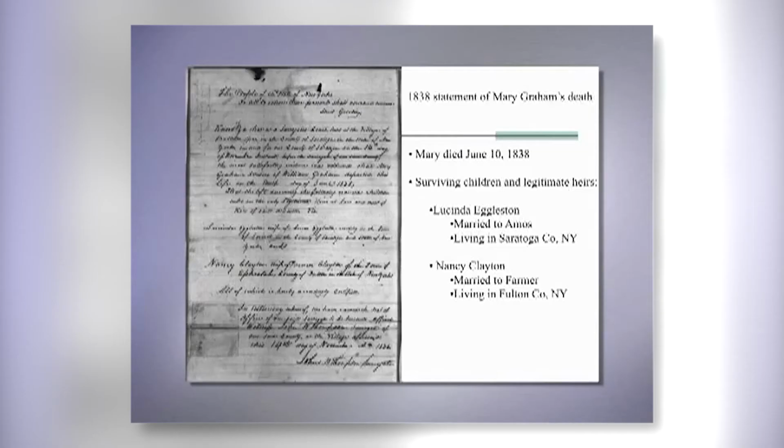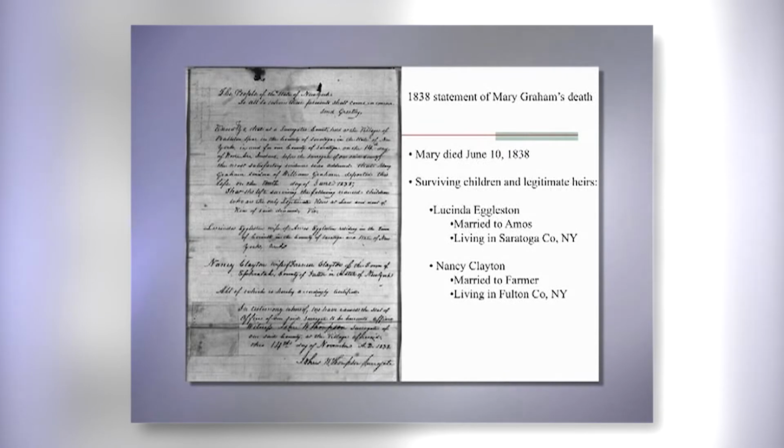those services are about. The pension file also includes a statement showing Mary Graham's death, which occurred about a year later after she applied for a pension. Mary died on June 10, 1838. The statement of death includes the surviving children and the legitimate heirs who were still living at that time. So it shows that she had 2 daughters, Lucinda Eggleston, who was married to Amos Eggleston, living in Saratoga County, New York, and a Nancy Clayton, who was married to Farmer Clayton, living in Fulton County, New York. So again, here you can find useful information about the family of the veteran.